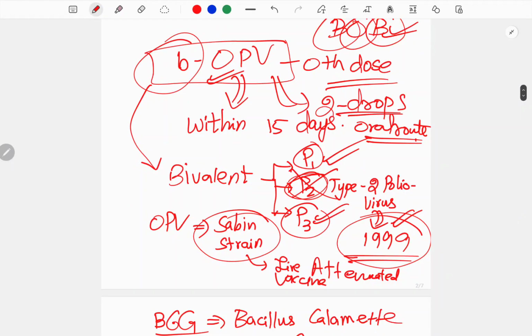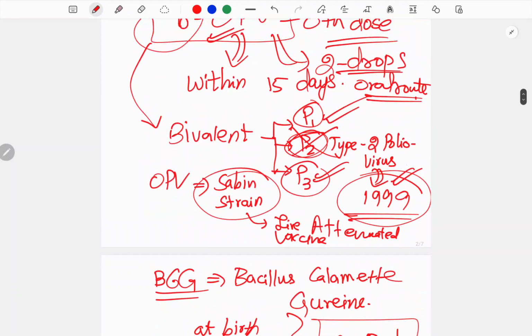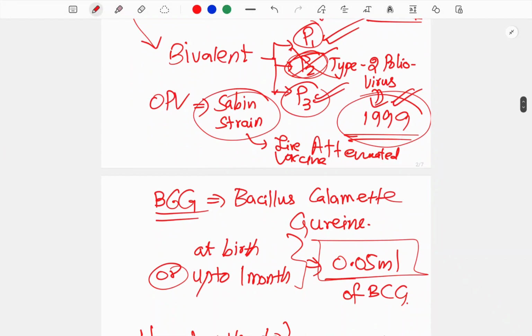Then we have learnt about bivalent oral polio vaccine. What is the dose, within how many days you should give, what are the strains that we are giving. In IPV, which strain is used? IPV, yes, it is the Sabin strain.